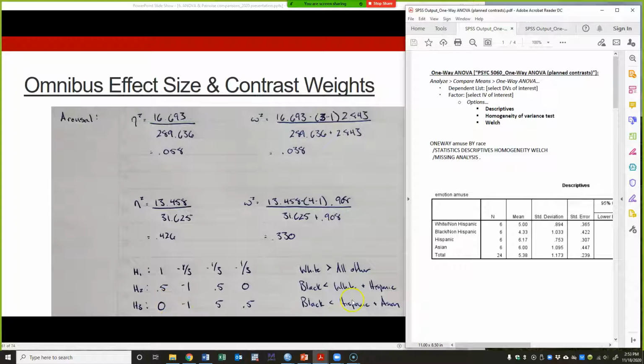Okay, and then finally, comparing my black non-Hispanic participants to the white Hispanic and Asian groups, we have 0 for my white non-Hispanic participants; they're not part of this. -1 for my black non-Hispanic, and then 0.5, 0.5 to weight my Hispanic and Asian groups. People see how we went through and set up those weights?